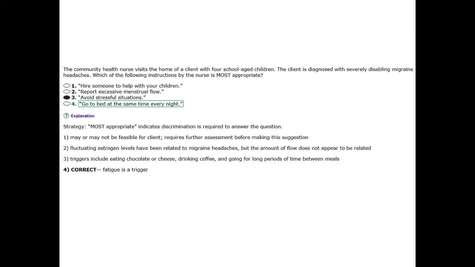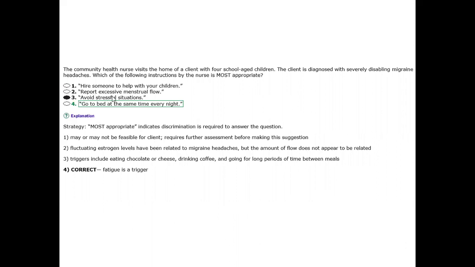And also, if the patient has a simple migraine, we give them some naproxen. If the patient has a tension migraine, we can also give them some naproxen. But this question is not about pharmacological management. What is the non-pharmacological management? We have to stop the trigger. So number 1, hire someone, may or may not be feasible for the client.